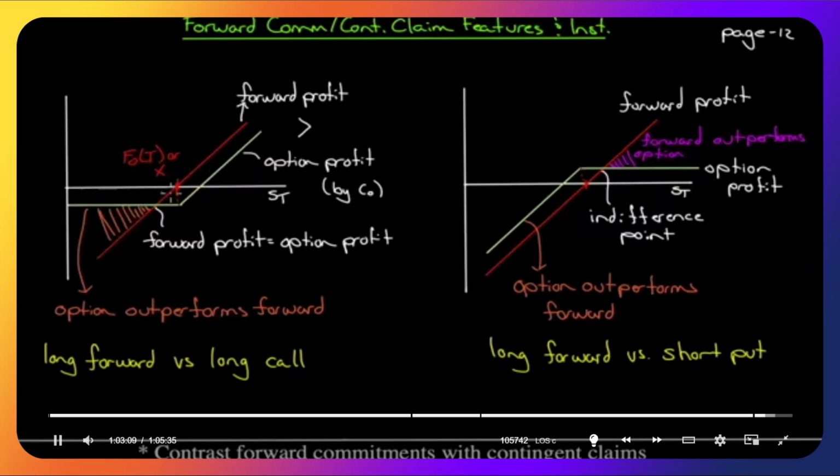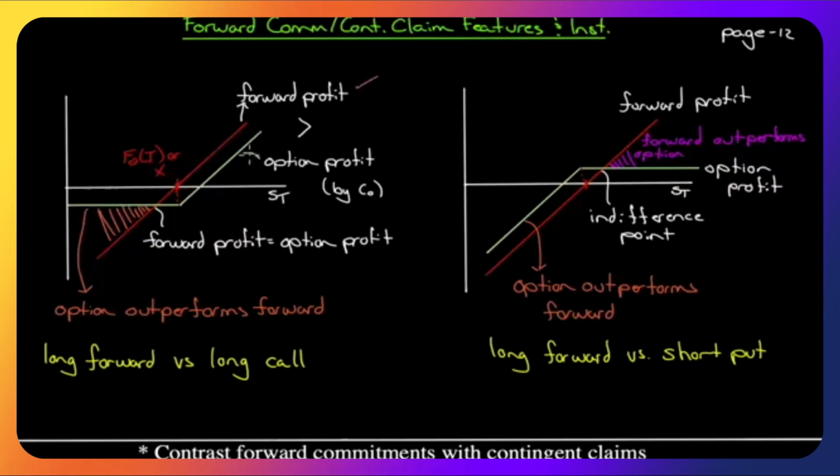So this red line here is our forward profit. The green line is our option profit. This is a long forward versus a long call, and to buy the call, we had to pay the call price. That's the most we can lose. So as the price, here's ST, if it were this low or this low, notice that the linear derivative, the forward profit, would continue to lose money, but the option has a limited loss. The option will outperform the forward contract after the two lines cross.